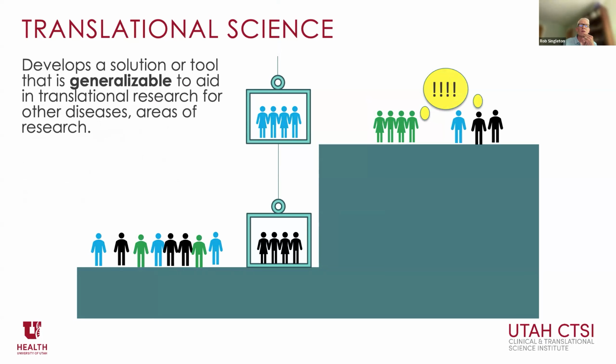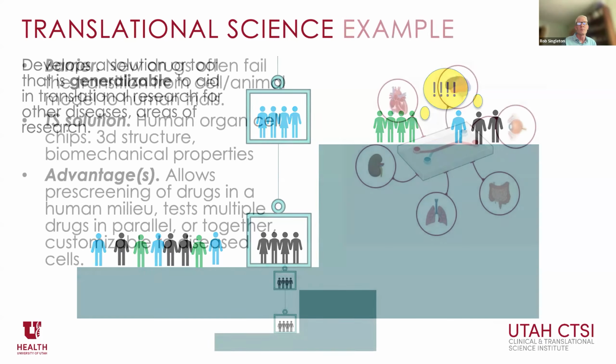I think one key concept of translational science is that the solution or tool, the efficiency that translational science develops, should be generalizable. So it's not something that helps only one investigator or serves only one research protocol or one disease, but instead can be generalized across a number of research areas and diseases.